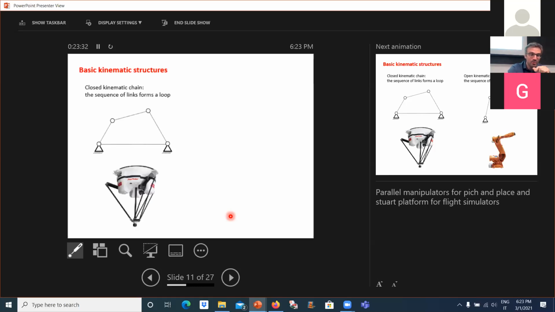The kinematic structures can be of two types. We have a closed kinematic chain. As you see in this drawing, these are called parallel manipulators, and they are used for pick and place machines. So it's very fast motions, and they have the advantage of being very stiff. Or in the flight simulators.